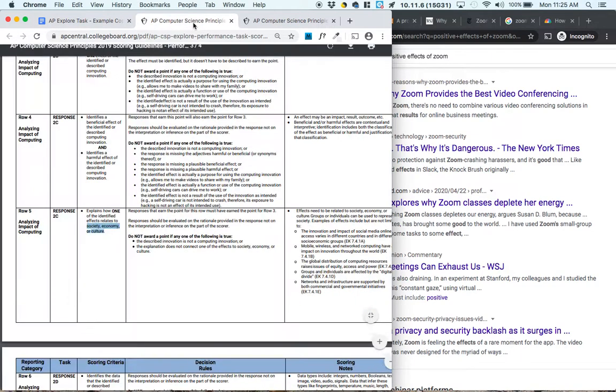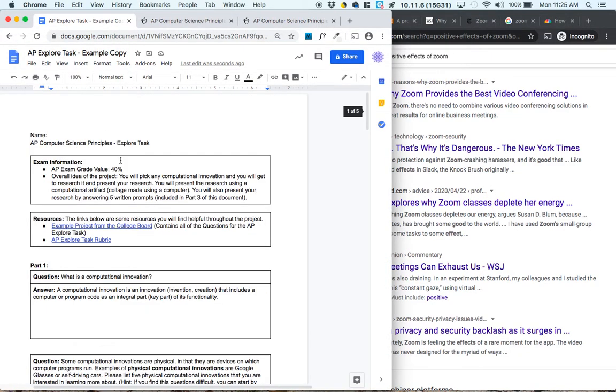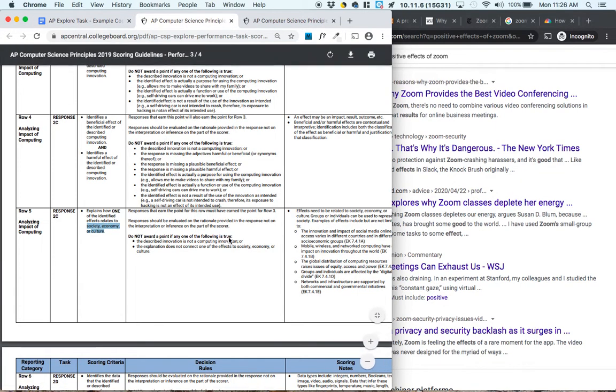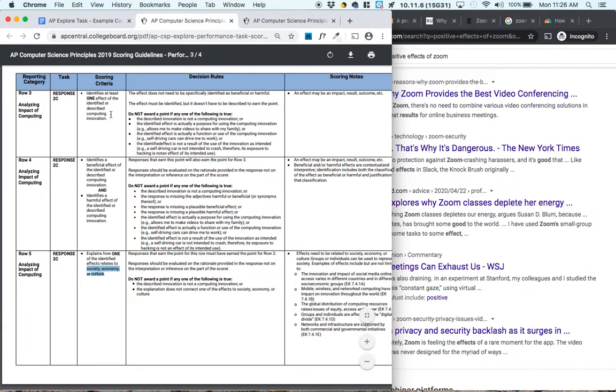So if you look at the rubric, which is linked at the top of this document, and you look at the example project that's linked at the top of this document, the rubric is actually really helpful in this case. So we're going to get 1 point for identifying one effect, just any effect. We don't even have to state if it's beneficial or harmful for this point. But row 4 says we need to have two different effects.